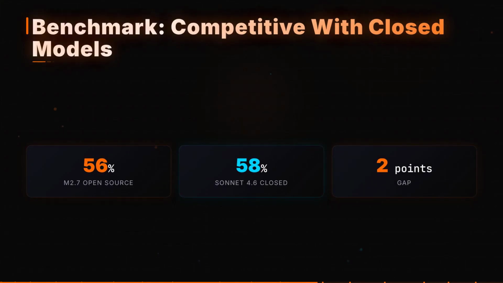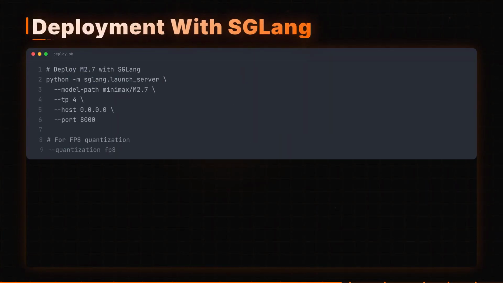So does all this actually work? On SWE-bench Pro, real GitHub issue resolution, M2.7 scored 56.2%. That's very close to Claude Sonnet 4.6, an open source model within 2 points of the best closed models on software engineering. Here's how you deploy it when you have the hardware.